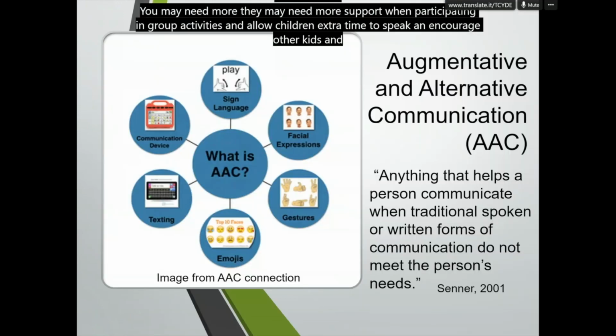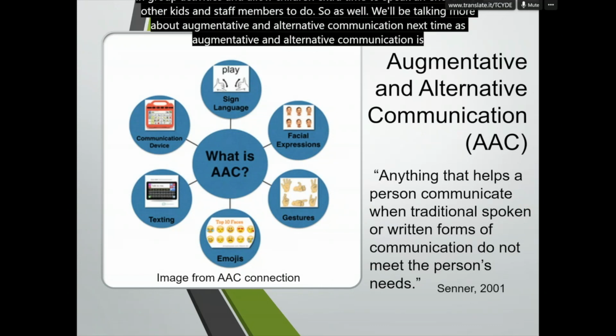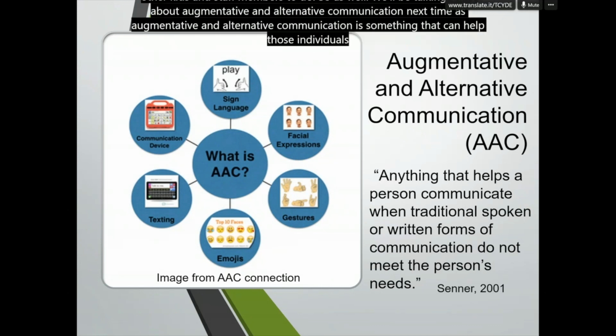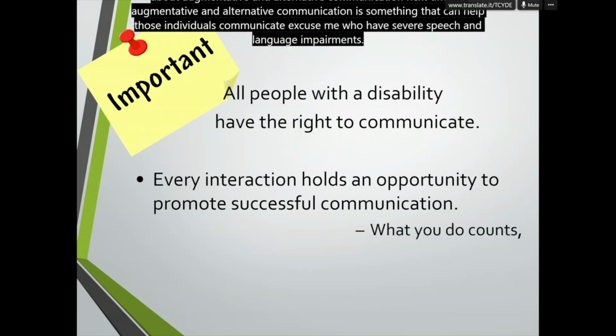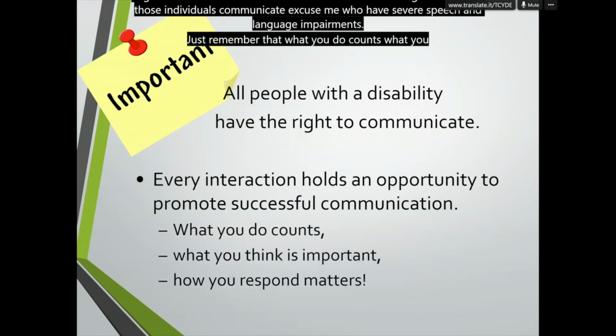We'll be talking more about augmentative and alternative communication next time, as it is something that can help those individuals communicate who have severe speech and language impairments. Just remember that what you do counts, what you think is important, and how you respond matters.